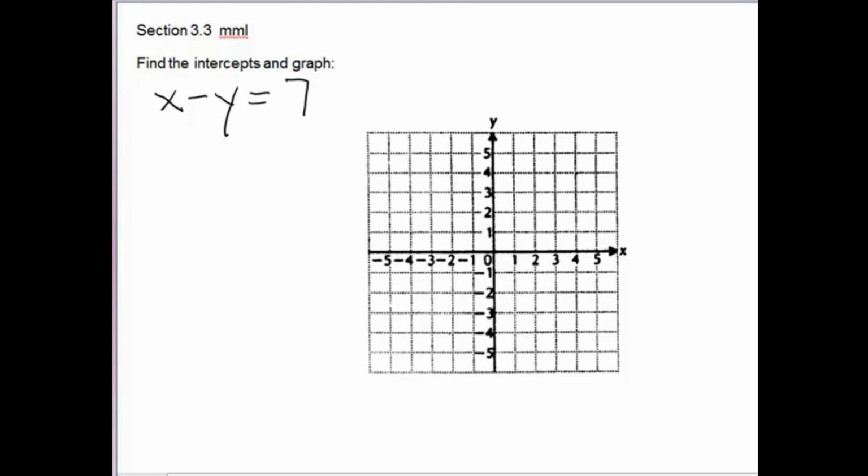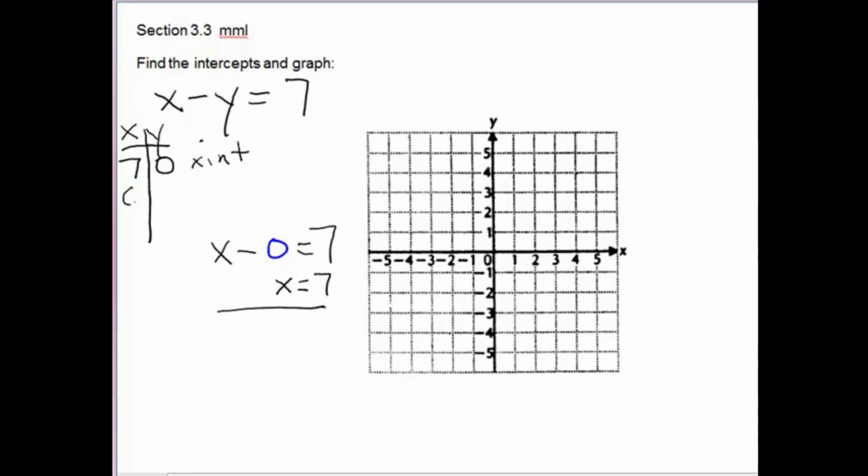So we'll go ahead and do it in a little table form since we have to draw the graph. And for the x-intercept, remember that's when we plug the 0 into the y. So this one will be the x-intercept. So we have x minus, we're plugging 0 into the y, equals 7. And so the minus 0 is not going to matter. So we'll have x equals 7. That is the x-intercept. Now we'll switch and we'll plug 0 into x.